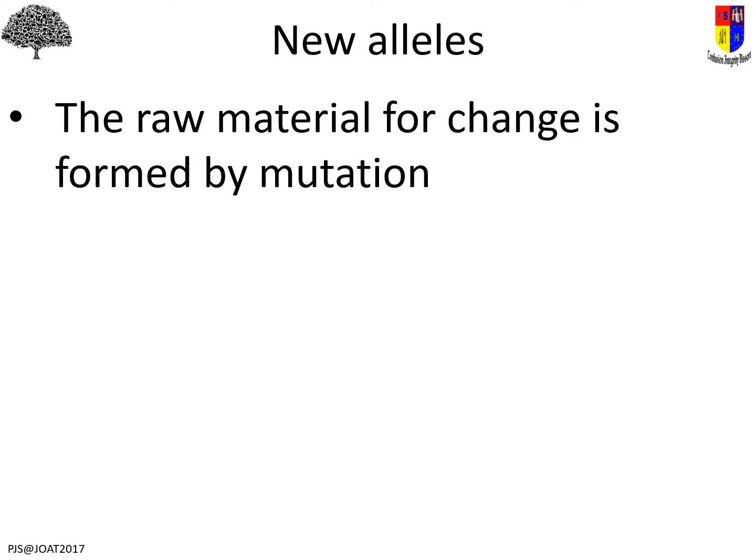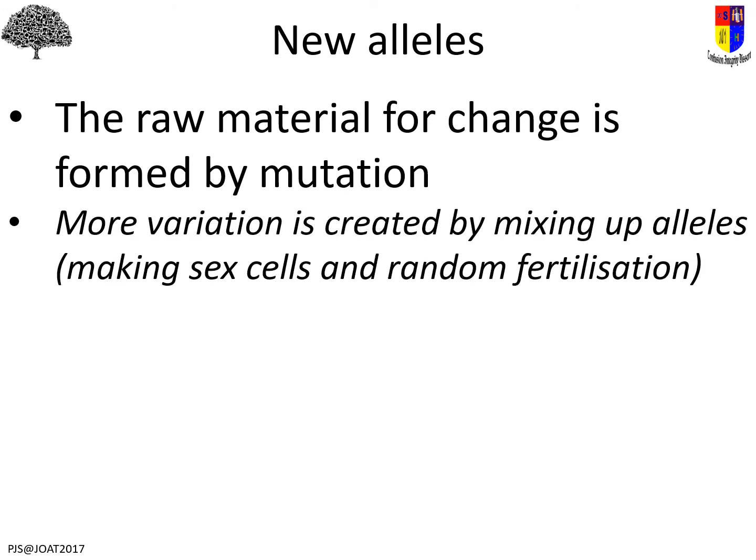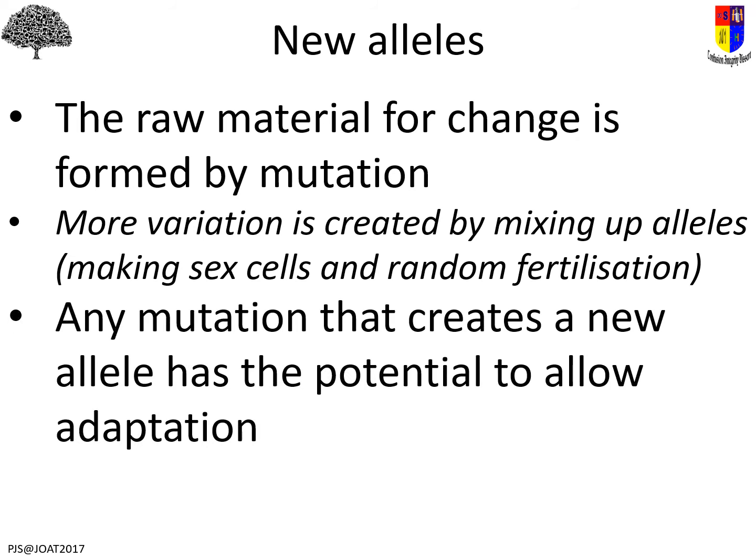And back to what we said in the mutations section, our new alleles, the things that give you the potential to change, the potential to adapt, are created by mutation. These are then potentially mixed up if you use sexual reproduction, making sex cells, and random fertilization would also help. But any mutation that produces a new allele has produced the potential to allow adaptation. That might mean that you become better suited to a particular environment, or it might mean that you could colonize a new environment.